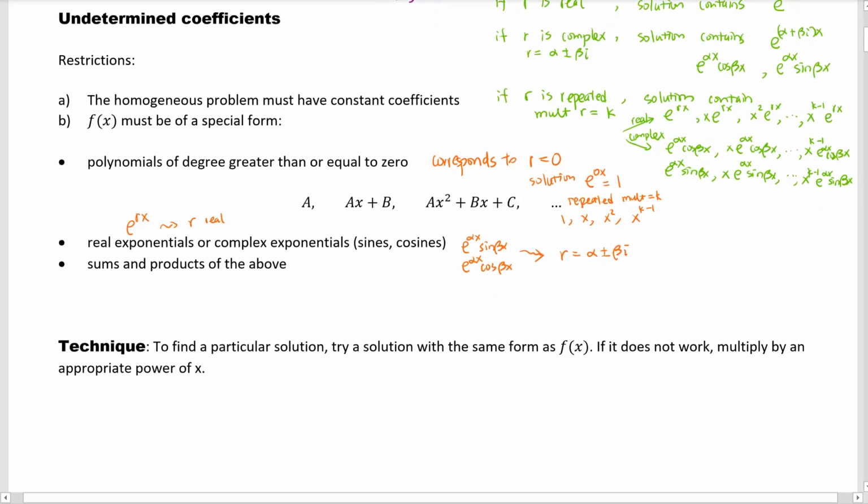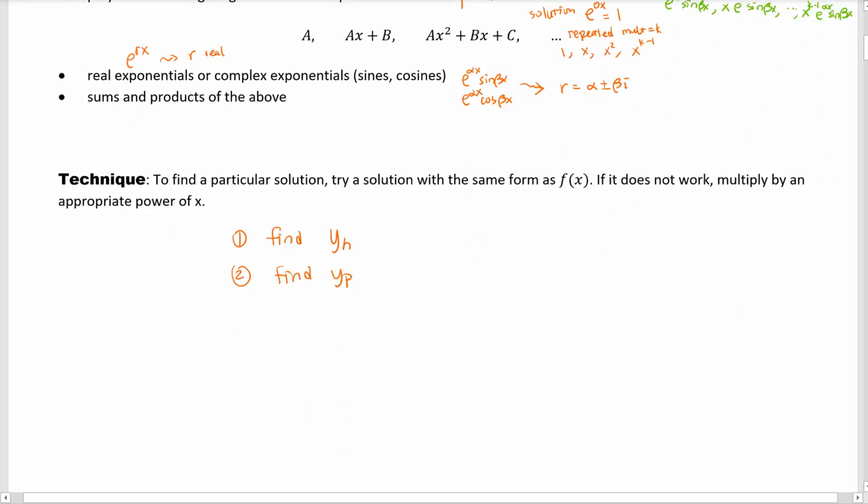So what are the steps? The steps of how to solve a non-homogeneous ODE: we first find the homogeneous solution. And second, we want to find a particular solution. To find a particular solution, we can try a solution with the same form as f of x. If it does not work, multiply by an appropriate power of x. Okay, I will explain that more later when we go over examples. So let's look at examples.